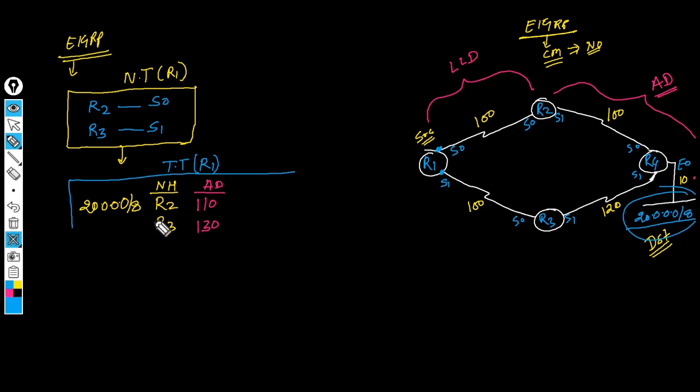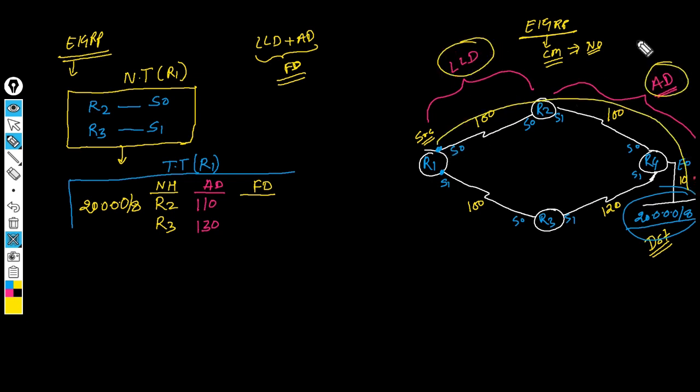And now what will be the total value? The total value is called FD, feasible distance. Make sure LLD plus AD is equal to FD, feasible distance, not fixed deposit, it is feasible distance. It means you combine this as well as this, from source till destination, and that is considered as FD, feasible distance. That is your composite metric of EIGRP.